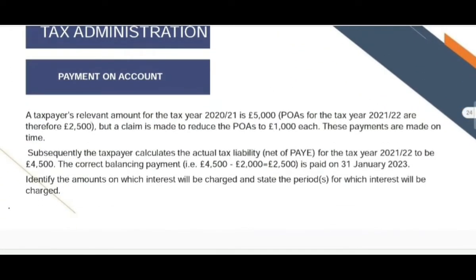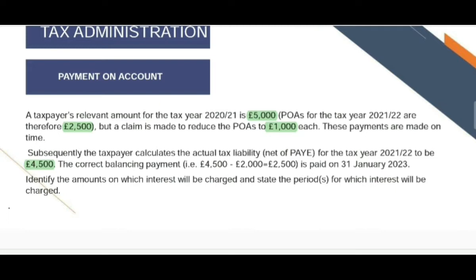For example, a taxpayer's relevant amount for the tax year is 5,000. Payments on account are therefore half of this, 2,500. But a claim is made to reduce the payment on account to 1,000. Now these payments are made on time. The dates of these are 31st January and 31st July. These have been made on time. Subsequently, the taxpayer calculates the actual tax liability for the year as 4,500. So what we need to consider is on what amount the interest would be charged.